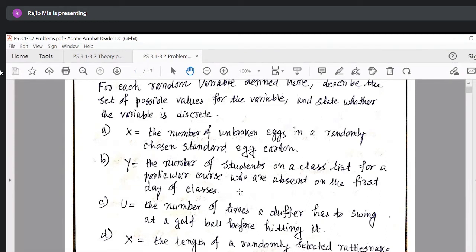Suppose there are n students, where n is any natural number, a finite number. So what are the possible values of y? Y can take 0 to n, exactly. So the possible values of y will be 0, 1, 2, 3 up to n. 0 means no one is absent, 1 means one absent, 2 absent, like this.